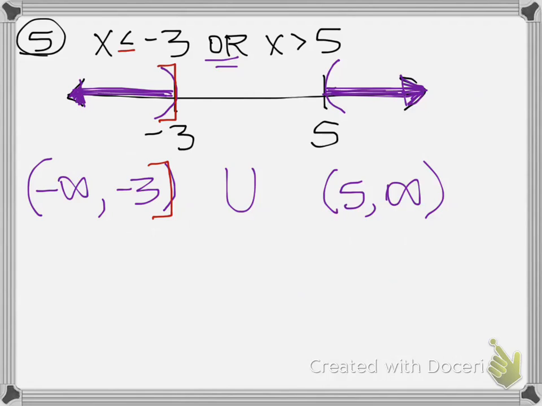All right, let's look at 7. So far, so good. Feeling all right so far? Good. 7. Absolute value 6x plus 3 is less than 5.